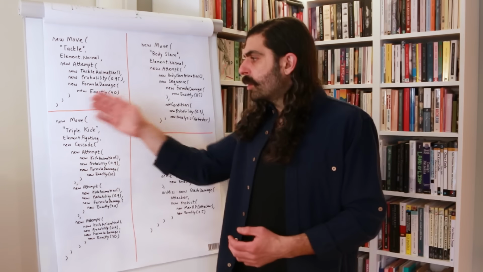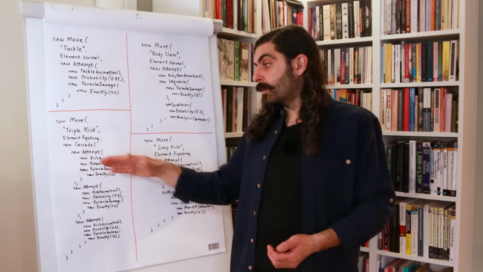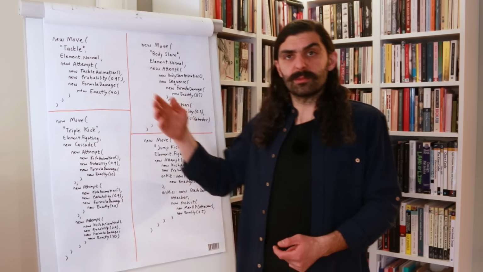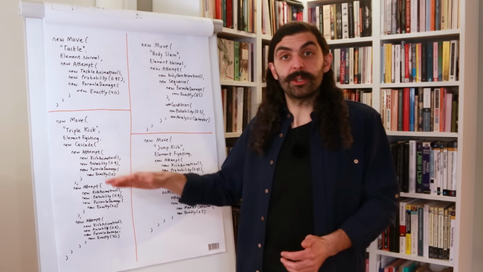But hypothetically, you could have a move where these attempts would be entirely different, right? One makes formula damage, one doesn't make formula damage, and one has one probability and another has a completely different probability, right? So I think Cascade as a type that takes concrete attempts is actually a very, very useful type.